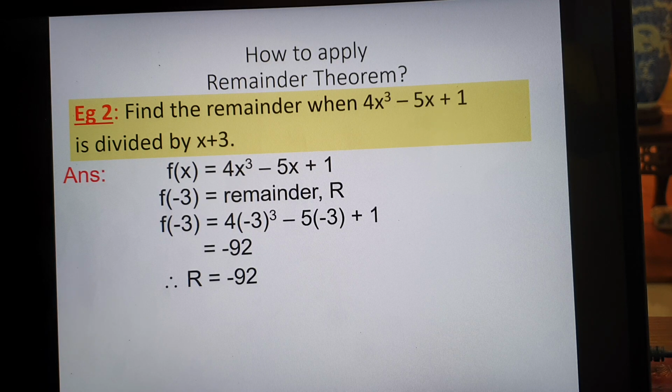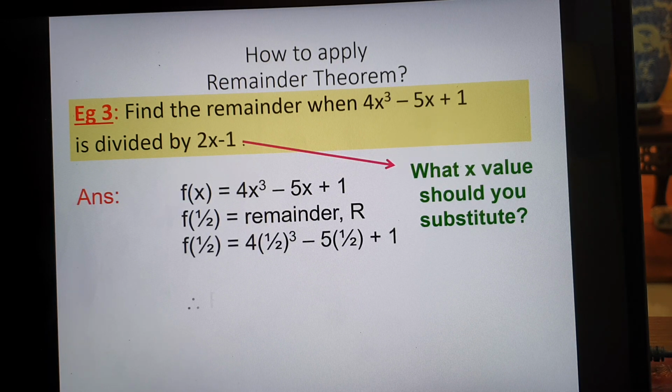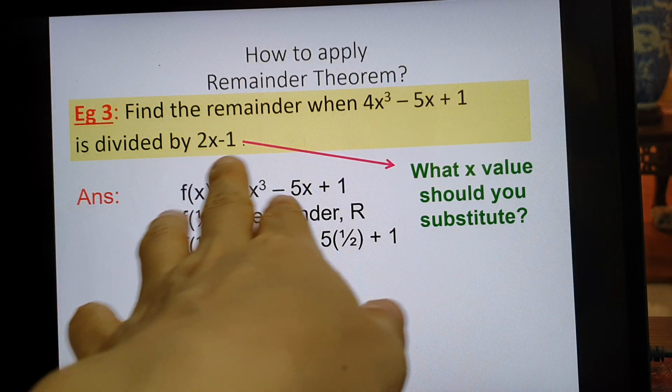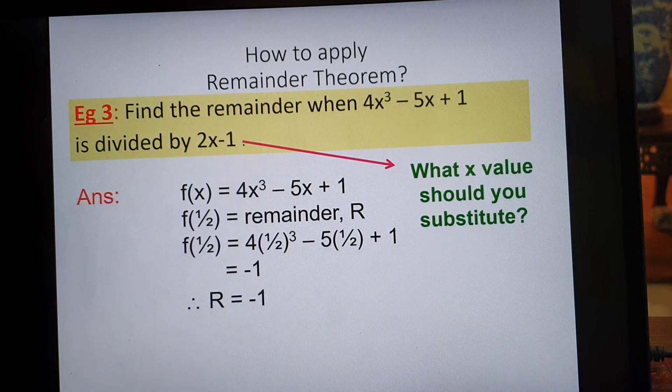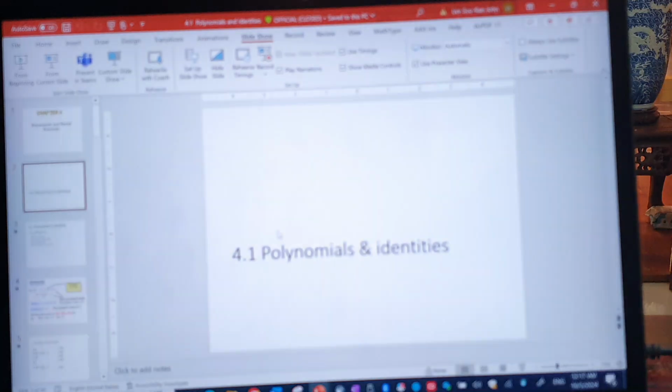Okay, that's it. And then you can substitute half also. Why half? Because when you set this to 0, x equals half when you make x the subject. This one, if you want, you can go and try the homework. That's it. Alright.